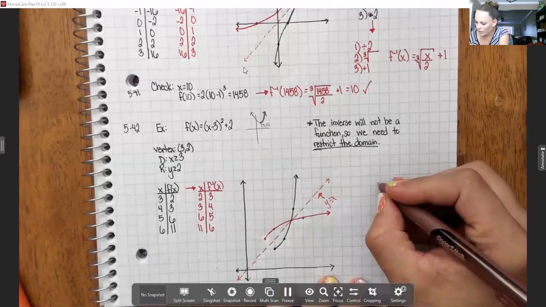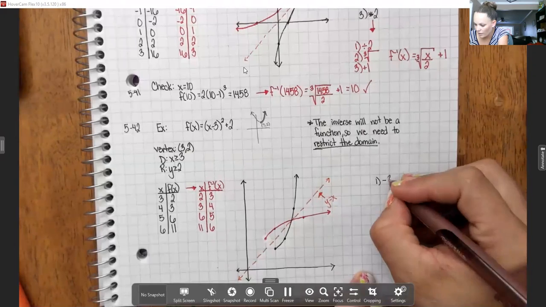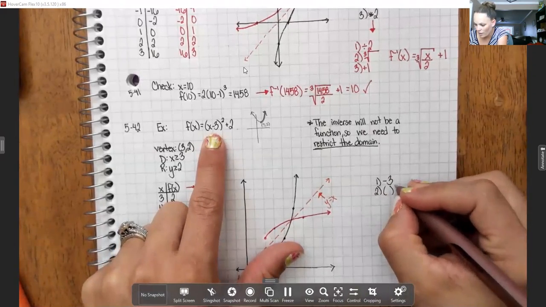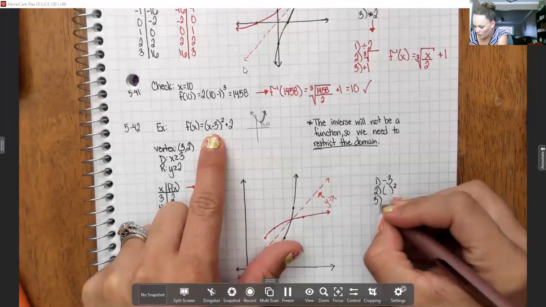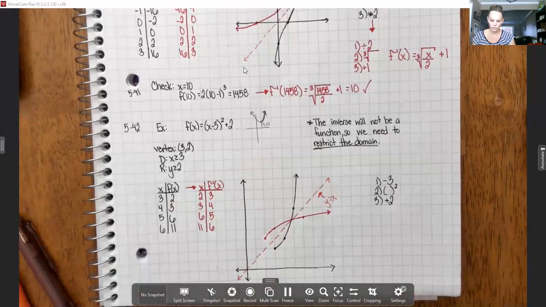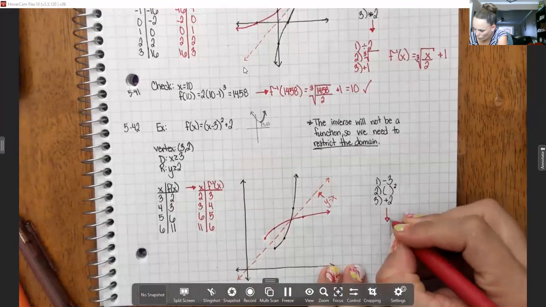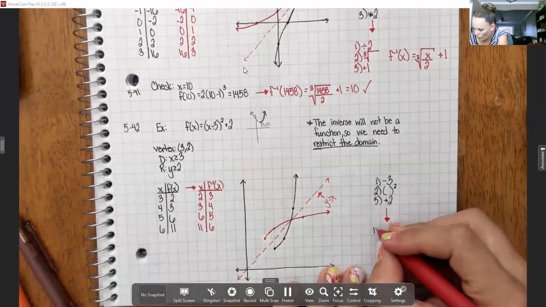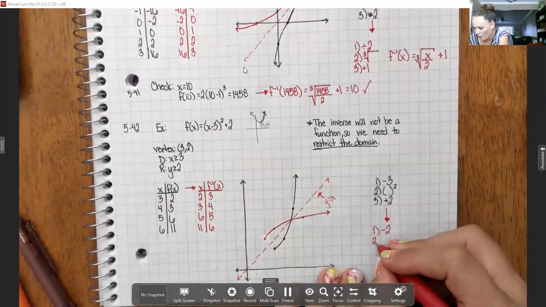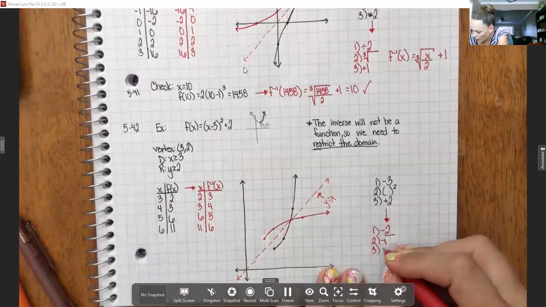So the original equation, the first step is to subtract 3. The second step would be to square it. And the third step would be to add 2. So to undo it: subtract 2, square root, and add 3.